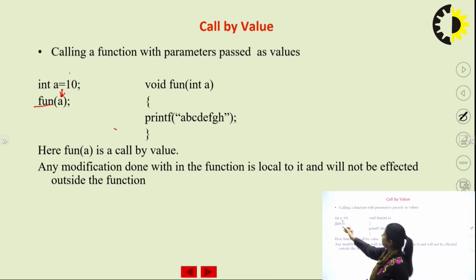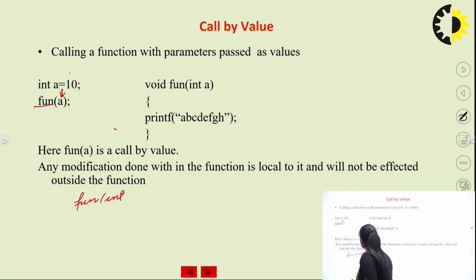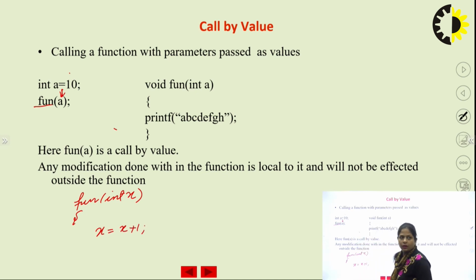Suppose here you are passing this parameter a, and this is the definition of the function, and what I did is x is equal to x plus 1. What is the value of x? Whatever is the value of a, that will simply be passed over here, right. So the value of x now is 10. I am doing x is equal to x plus 1, so it will be 11.